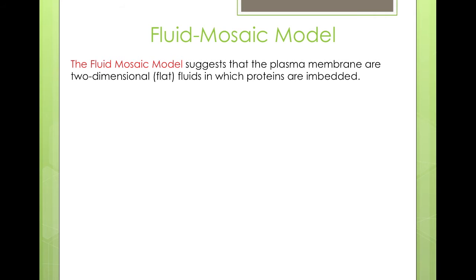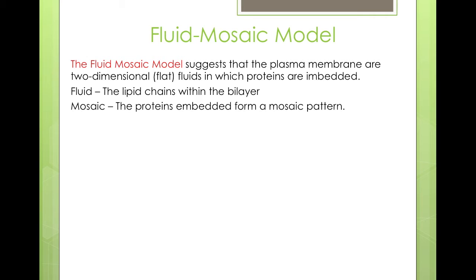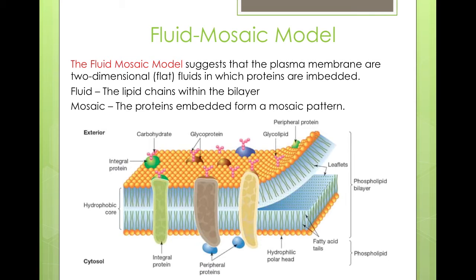Now, together, the proteins and the phospholipid bilayer form what we call the fluid mosaic model. The fluid mosaic model is the name of the model they give the plasma membrane, yeah? And it suggests that the plasma membrane is two-dimensional. It's this flat layer, and the proteins are embedded. Basically, everything that I've told you guys about the plasma membrane up until now is part of the fluid mosaic model, okay? The reason why it's called a fluid mosaic model is because it's fluid. The lipid chains within the bilayer allow some molding and change in the shape of the cell. And it's mosaic because the mosaic refers to those proteins forming that mosaic pattern that's mottled all over the plasma membrane, okay?